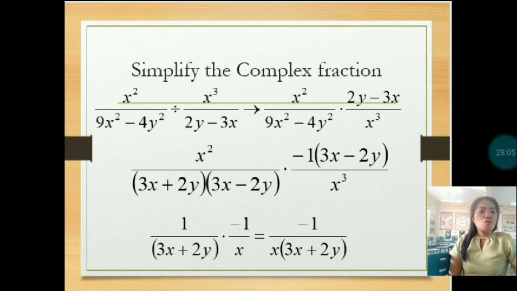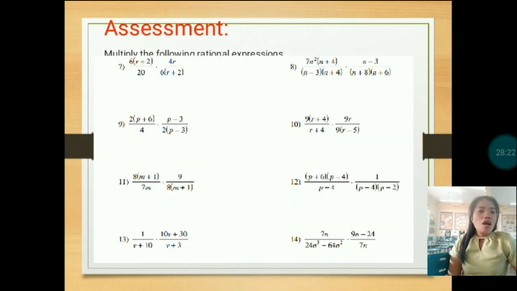So let us proceed to multiplying across. Let's multiply both numerators. You have 1 times negative 1, that's negative 1. Then multiply 3x plus 2y times x. We have x times the quantity of 3x plus 2y. Okay, that's it. I hope that everything is clear.